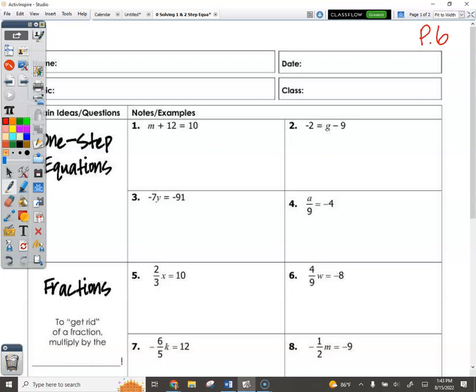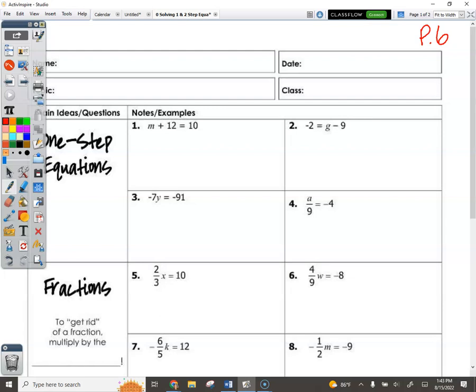This is page 6. This is a real quick refresher of solving one-step equations, two-step equations, equations with fractions, or multi-step equations. I think all of these are one or two step equations. Tomorrow we will hit a few multi-step. You will have a quiz over this on Wednesday. When's your quiz? Wednesday. Perfect.